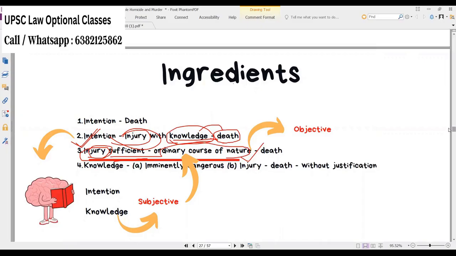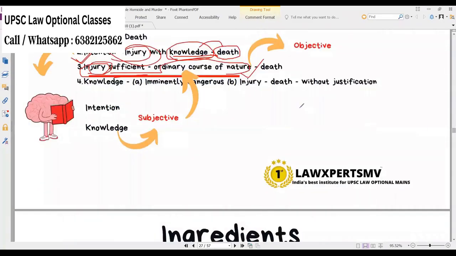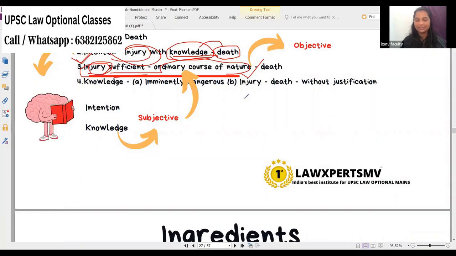Ma'am, but how is it different? It's the same thing. If he is causing injury, definitely, and if I'm beating someone on his head, I'll definitely know there are high chances of him dying. So how is me knowing different from everyone knowing? Because only you know that he has the disease. Others don't know.